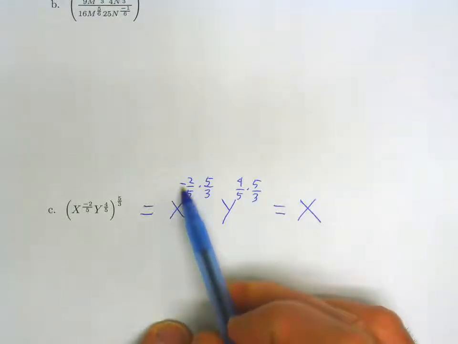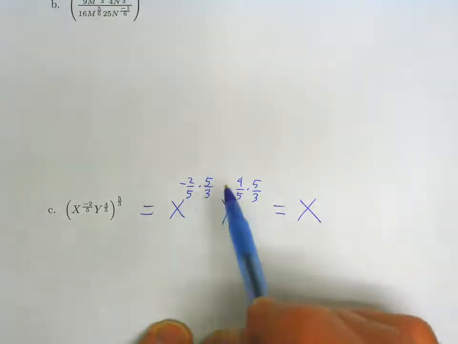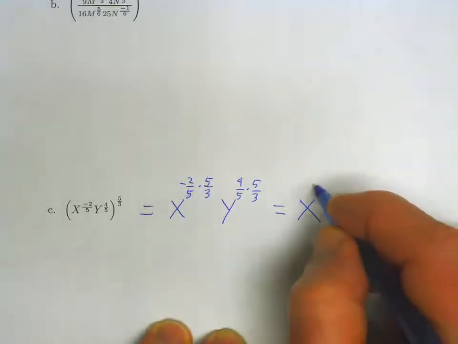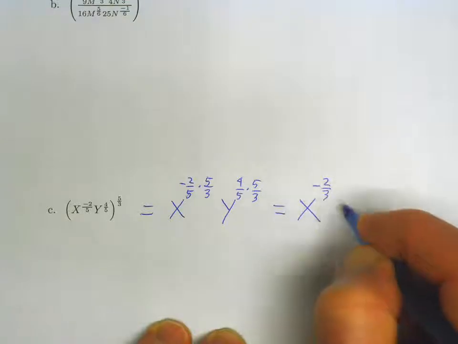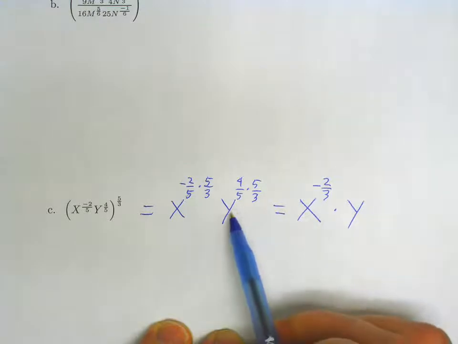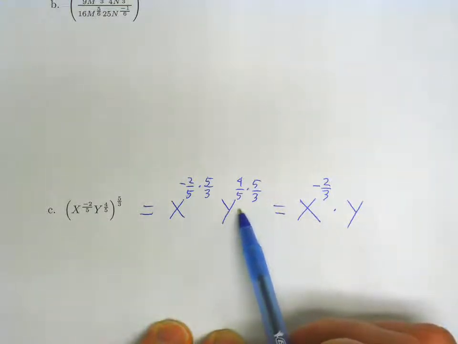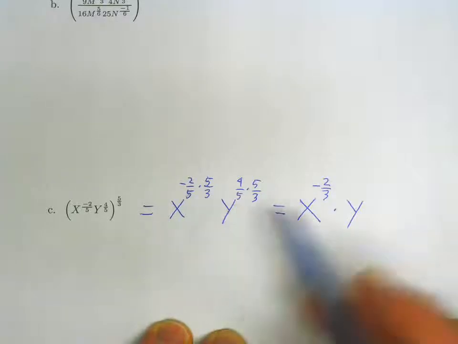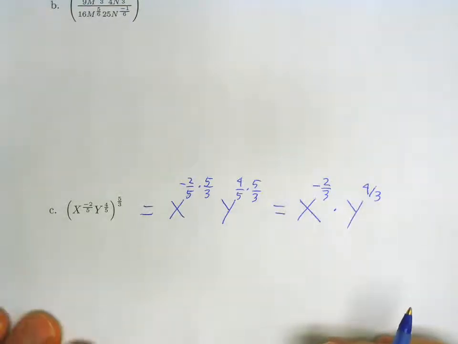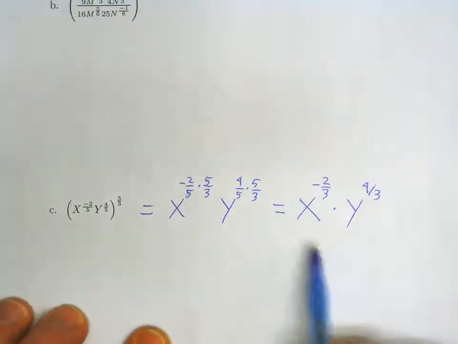Okay, so negative 2/5 times 5/3, notice the 5's cancel. So this just is, in the next step, x to the negative 2/3. And then on the exponent for y, 4/5 times 5/3, the 5's cancel. And so this just becomes y to the 4/3. And we're just one step away from the simplified answer.